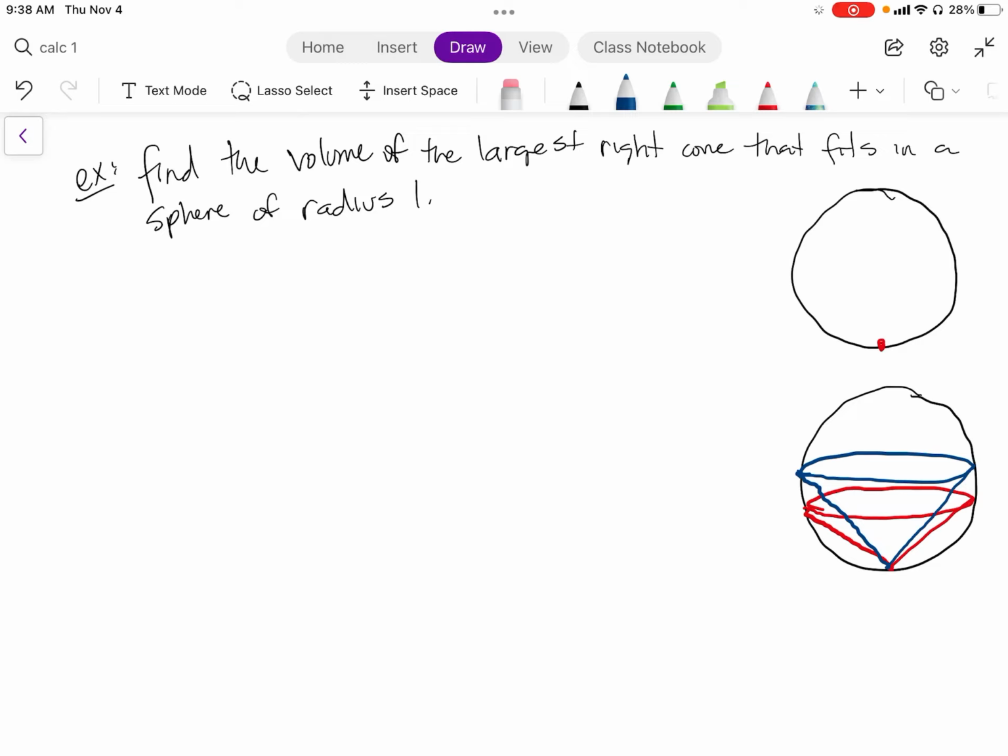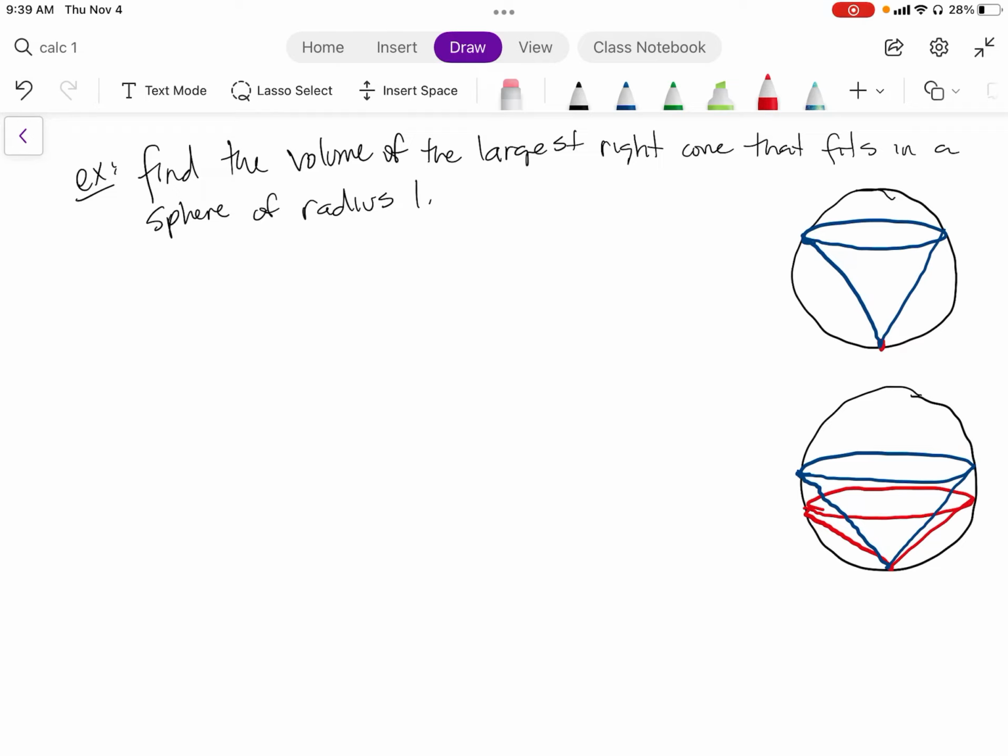What dimensions should I make this cone to have the largest volume, but it's constrained by this sphere with the radius 1. Here's the tricky part, I think: the sphere does have a radius 1. How does this really fit in this picture?